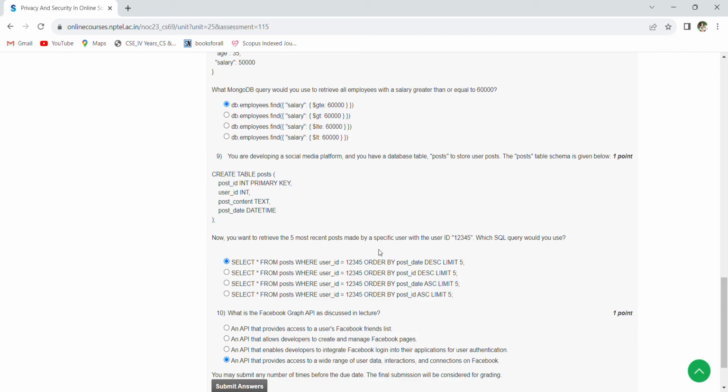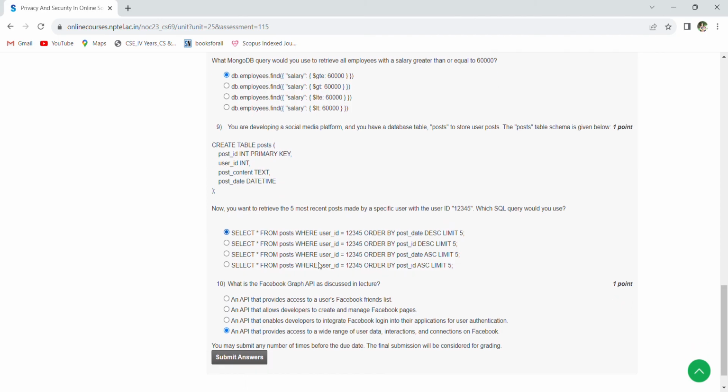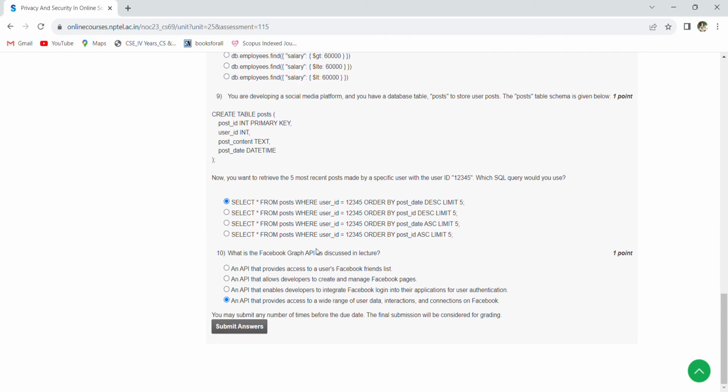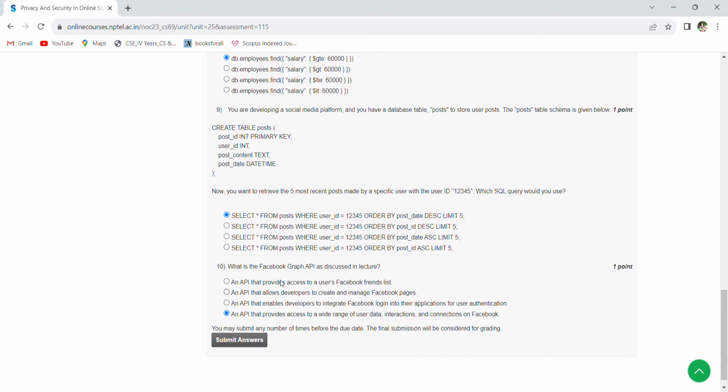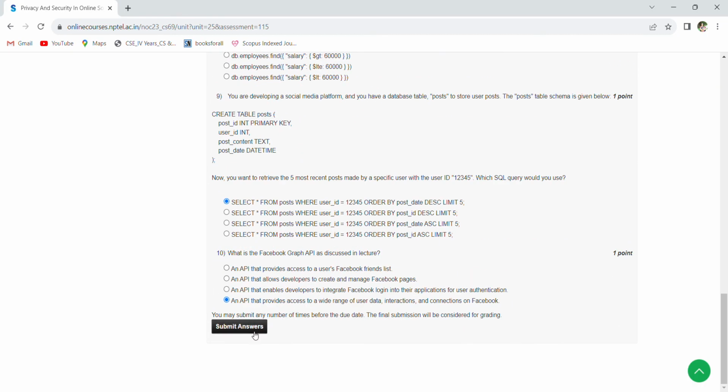So coming to the ninth question, he had given some queries, and we need to retrieve the 5 most recent posts made by the specific user 12345. Which SQL query would you use? That is A, the right answer. And coming to the 10th question, what is the Facebook Graph API as discussed in the lecture? That is an API that provides access to a wide range of user data, interactions and connections on Facebook. So now you have answers for the 10 questions and you can submit them.